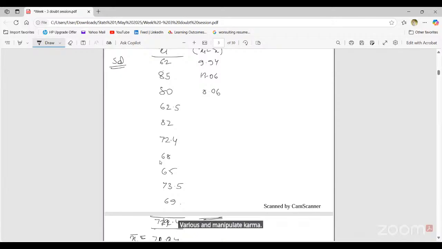Ma'am, in sample variance, we have to divide by one less than the total frequency. Yes, n minus 1. This will be 74. Are you guys solving it? Yeah, ma'am.